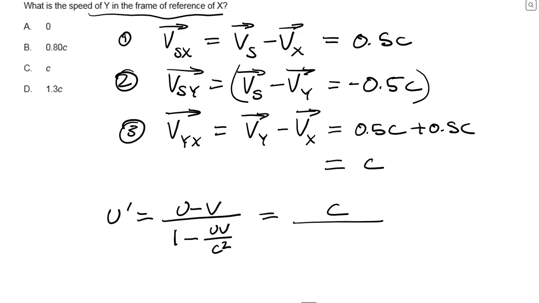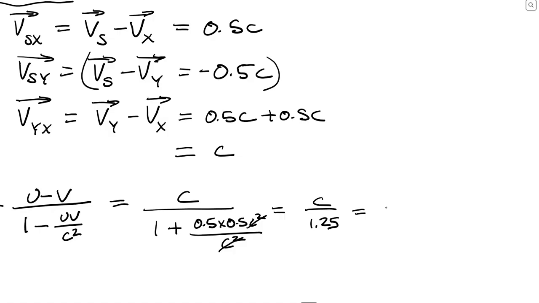And what we have down here, again, we have 1 negative, so that becomes positive 1 plus, this time it's special relativity, so we actually need to multiply these, right? As you can see here, so 0.5 times 0.5 c squared divided by c squared. And what we have is c divided by 1.25, right?